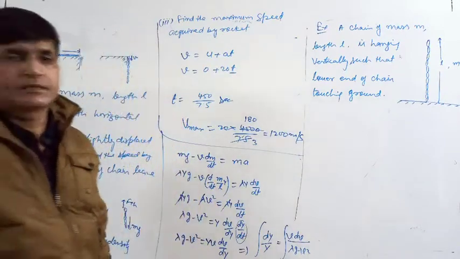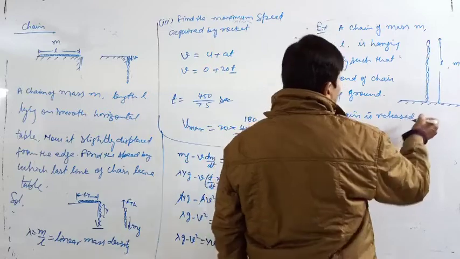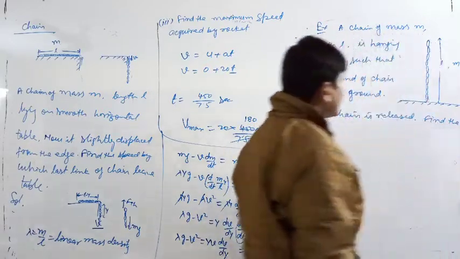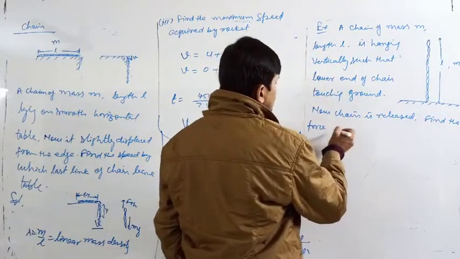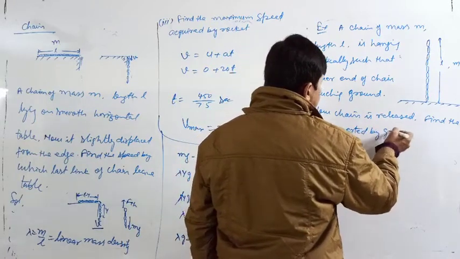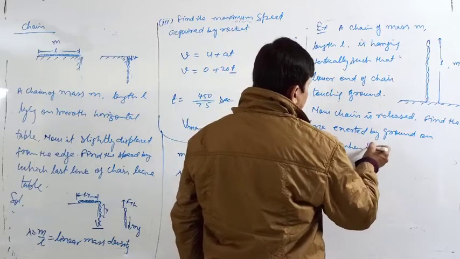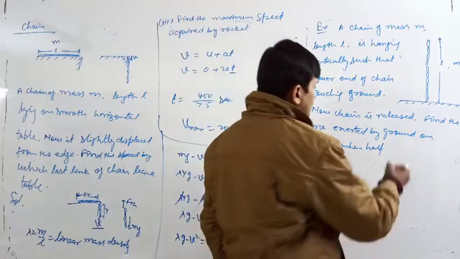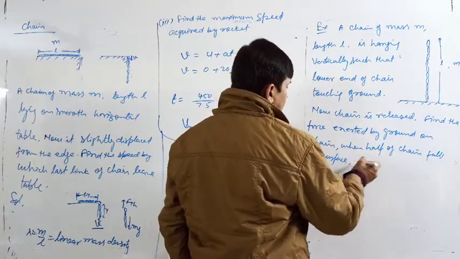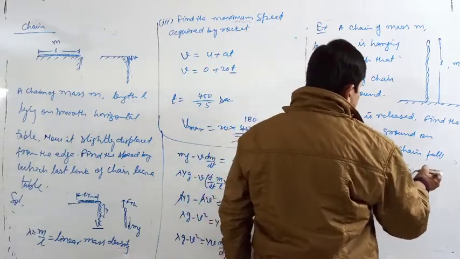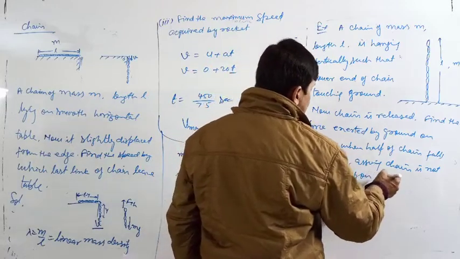Okay, now the chain is released. Find the force exerted by the ground on the chain when half of the chain has fallen on the surface, assuming the chain is not making heat on the surface.